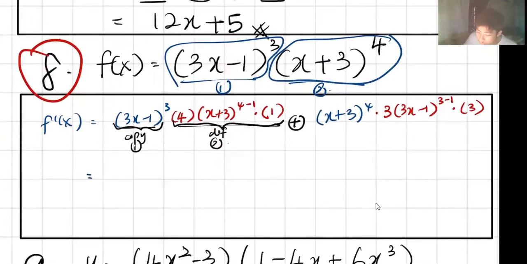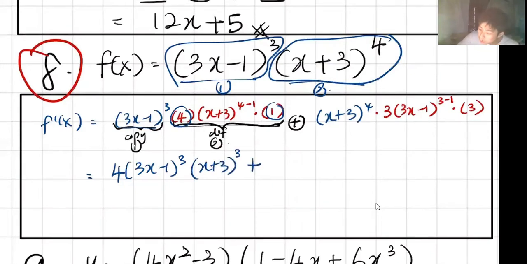So when I simplify, when I see the first one, there's one number here, so I multiply them, becomes 4. Then I copy this one, I give it 3x minus 1 to the power of 3. Then this one, x plus 3 to the power of 4 minus 1 is 3. Then I plus, I have 3 times 3 here, which is outside the bracket, so I have 9. Then I copy the rest, x plus 3 to the power of 4, 3x minus 1 to the power of 2. So this is your computed version.